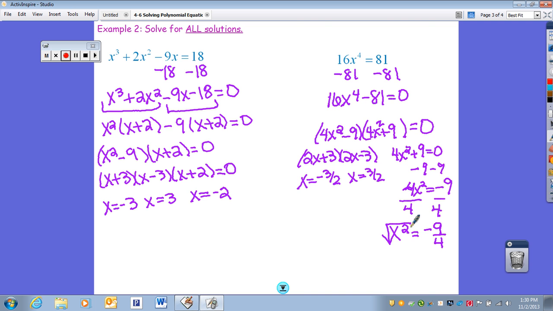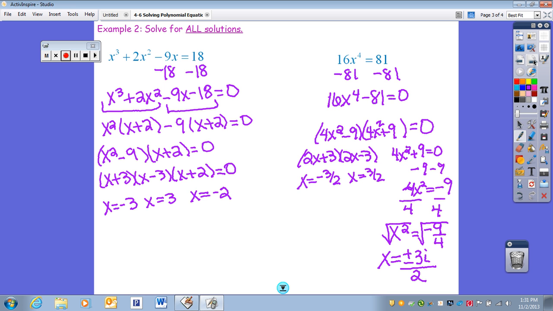So when I take the square root of both sides, and the reason I left it as a fraction is I can tell that both of those are perfect squares and I can take the square root, x is equal to plus or minus, don't forget, the square root of negative 9. Well, the square root of 9 is 3, and the square root of negative 1 will be i, so we have 3i over the square root of 4, which is 2. So these are my four answers: negative 3 over 2, positive 3 over 2, and then plus or minus 3i over 2.